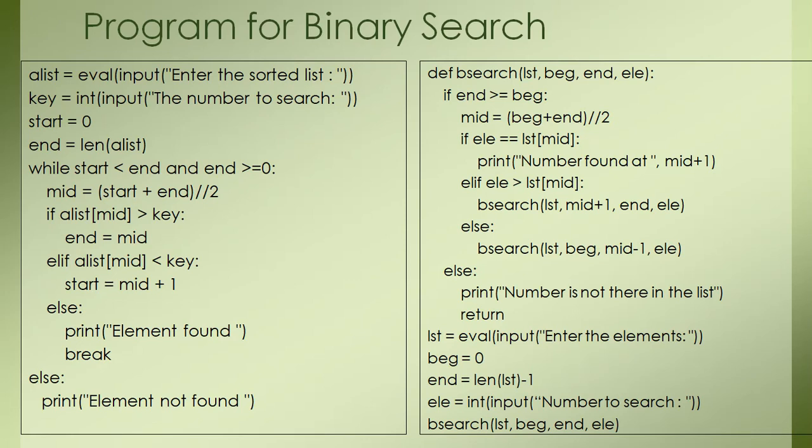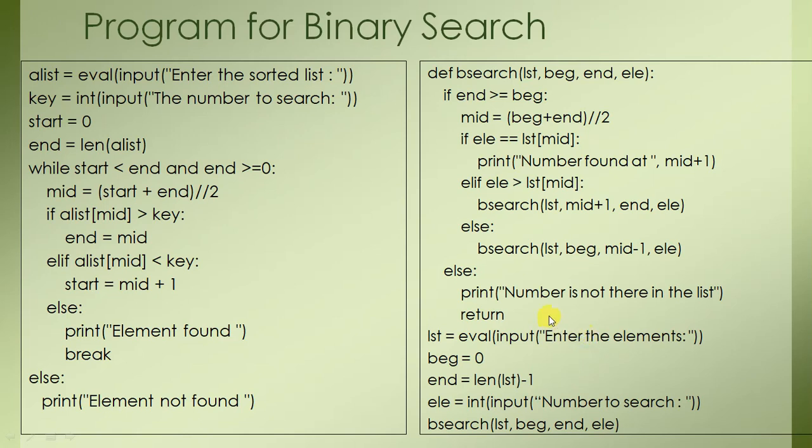So what we have done here is we have just generated a list. We have entered the elements from the user using the eval function. Beginning is equal to 0. Here we put end is equal to length minus 1. Then we get the element from the user that is to be searched, and then we call the search function, that is bsearch, meaning binary search, with the list of elements, the beginning value, the end value, and the element to be searched. So this main part is very simple.